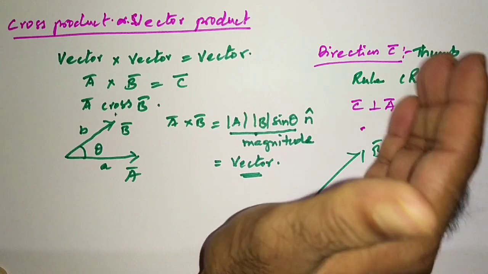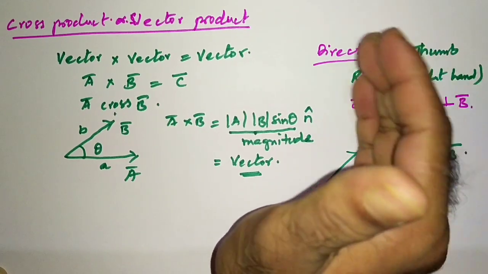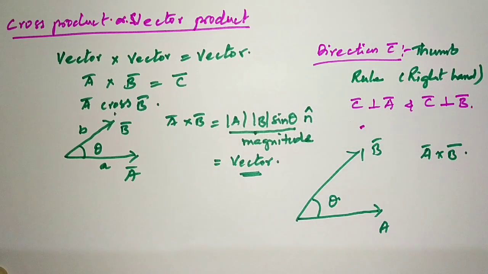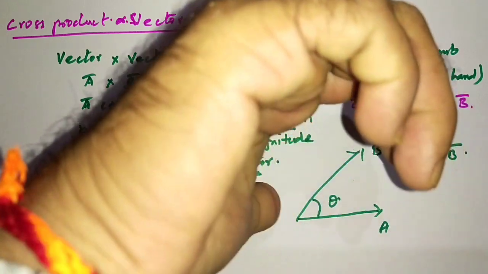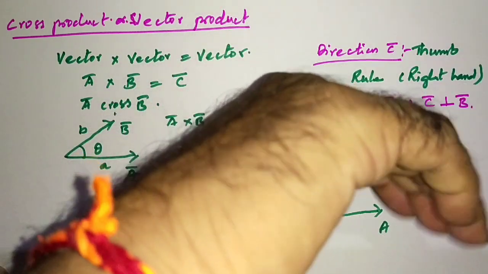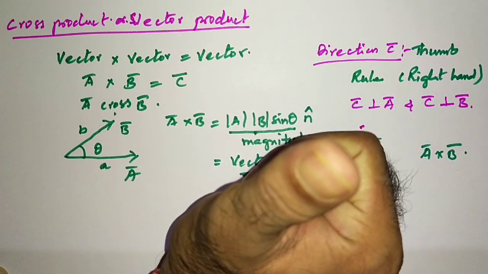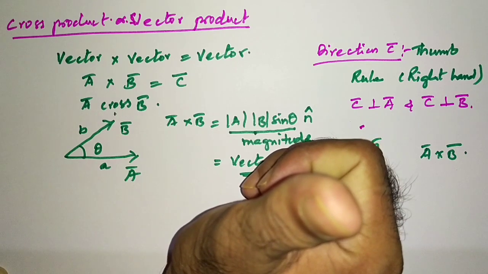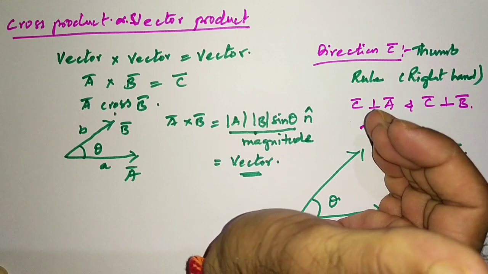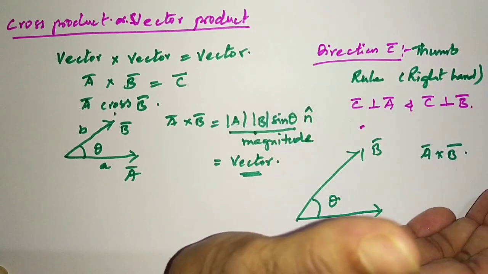When you are moving A to B, in which direction is your thumb pointing? Vertically up. Yes or no? If you move from B to A, your thumb will be pointing vertically downward. But here you are moving from A to B and the thumb is pointing vertically up. So the direction of C is vertically up here. Understood? This is the right hand thumb rule.